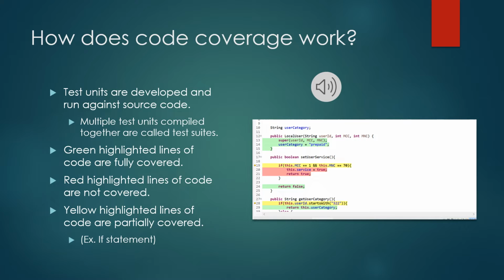Red highlighted lines of code are not covered by the test unit. Looking at the photo reference on this slide, the lines "this service equals true," "return true" are not covered by the test unit. And finally, yellow highlighted lines of code are partially covered. This occurs a lot during if statements due to only one side of the if option being tested in the test unit. As you can see in the photo reference, that case is true here. Both if statements are only partially executed.